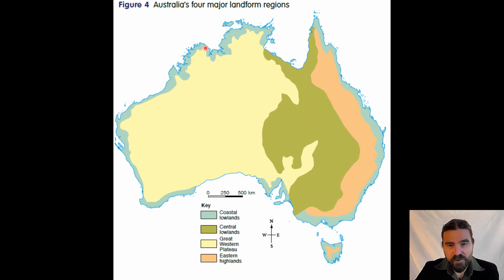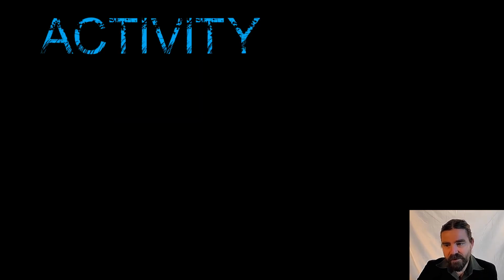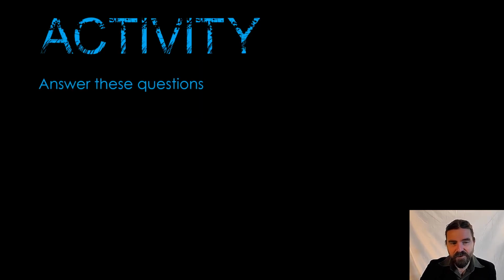So we see we've got the coastal lowlands all the way around the coast. The central lowlands here. Now there. You've got the eastern highlands, so Australia's mountains are found here, and then you've got the Great Western Plateau, and that's mostly desert there. Fun. Okay, your activity is just to answer 3 questions.